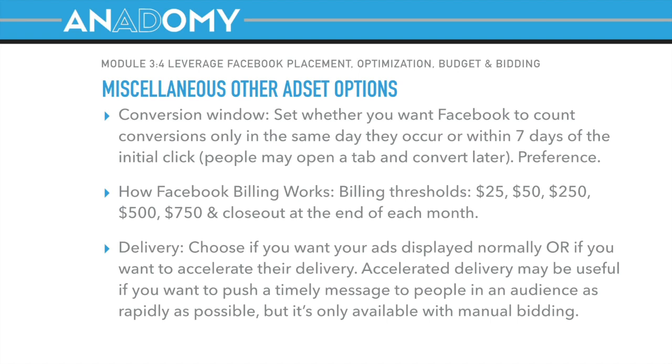Now, if you're going to go to manual bidding, strictly for the purposes of using accelerated delivery, I would just choose the default suggested bid and plug that in to basically replicate what the automatic bidding would have been like.